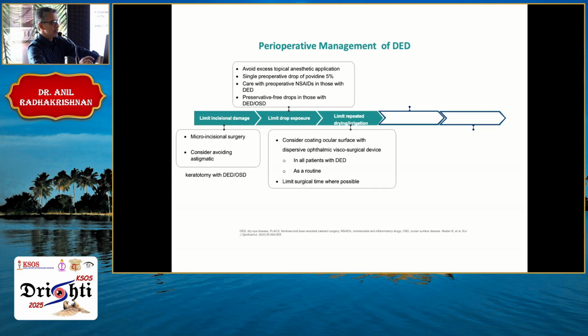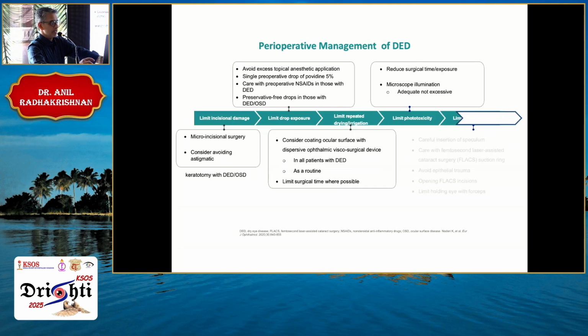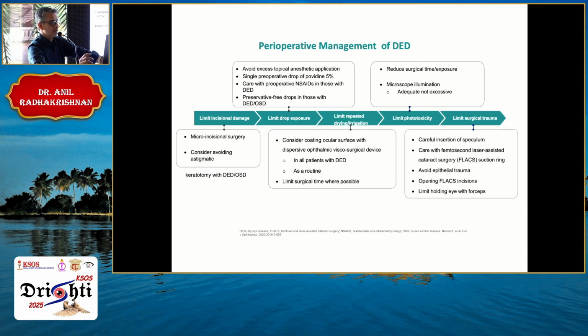Then during surgery, consider coating the ocular surface with a dispersive viscoelastic agent. You do it only 2 or 3 times during cataract surgery, and that should be enough, rather than putting drops, keeping on pouring every time. Reduce the surgical time by reducing the microscope illumination, and don't use excessive illumination, and limit surgical trauma as much as possible. And if you're doing femtosecond cataract surgery, if you take multiple suction rings, taking it in and out, there can be more damage to the structures, and there can be more dry eye.